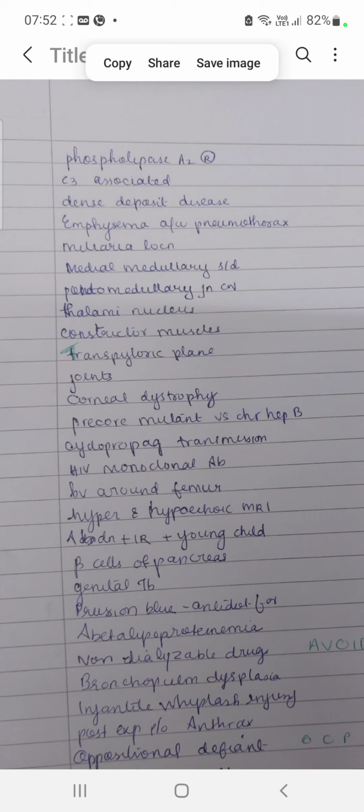Then adduction and internal rotation is posterior dislocation and all. Adduction and external rotation, this combination in a young child you have to remember.